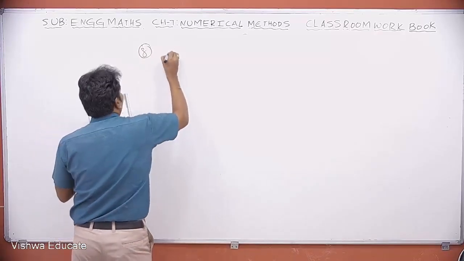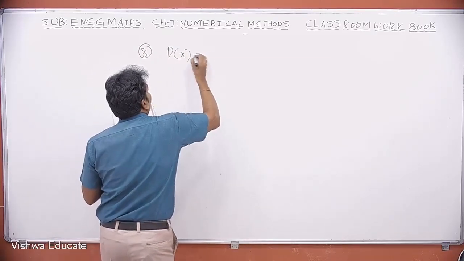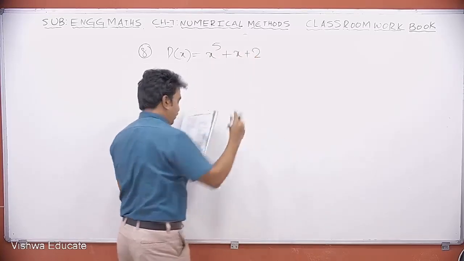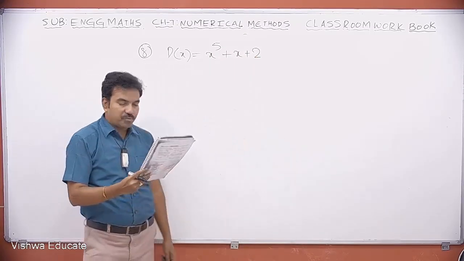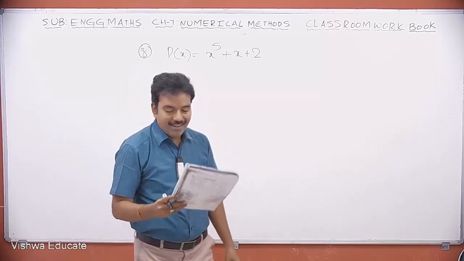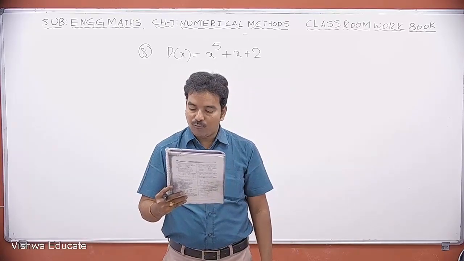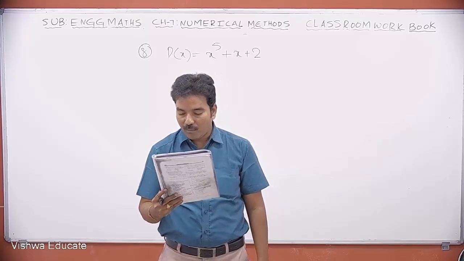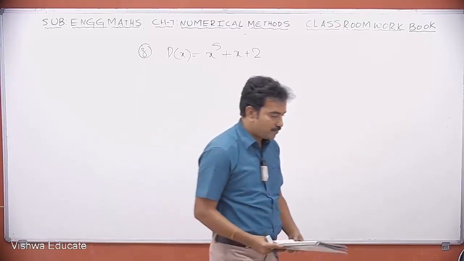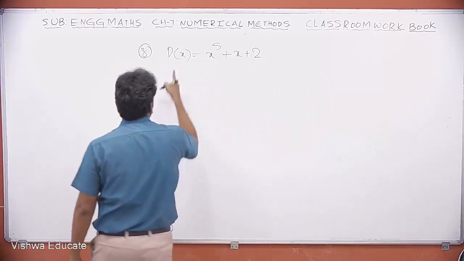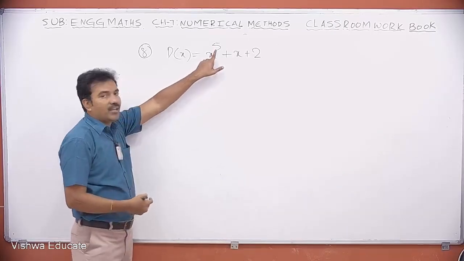The polynomial p of x equal to x power 5 plus x plus 2 has option A, all real roots, B, 3 real and 2 complex roots, C, 1 real and 4 complex roots, D, all complex roots. All complex roots cannot be possible. Why? It is a fifth degree polynomial expression.